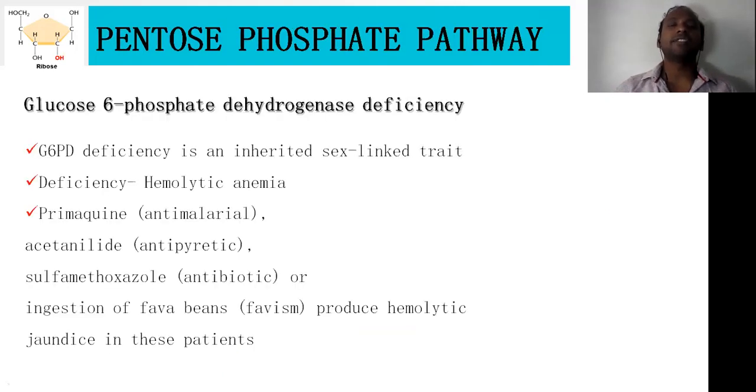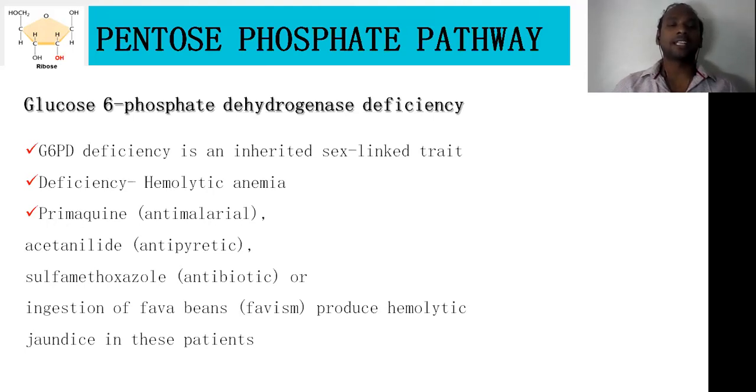Then we can see the deficiencies. Is there any deficiency associated with this particular pathway? Definitely, there are two deficiencies. One deficiency is related to glucose 6-phosphate dehydrogenase, which we also call G6PD. This G6PD deficiency is an inherited sex-linked trait. You should remember that it is sex-linked, and the deficiency leads to hemolytic anemia. Hemolytic anemia means there is a low amount of hemoglobin in these patients.